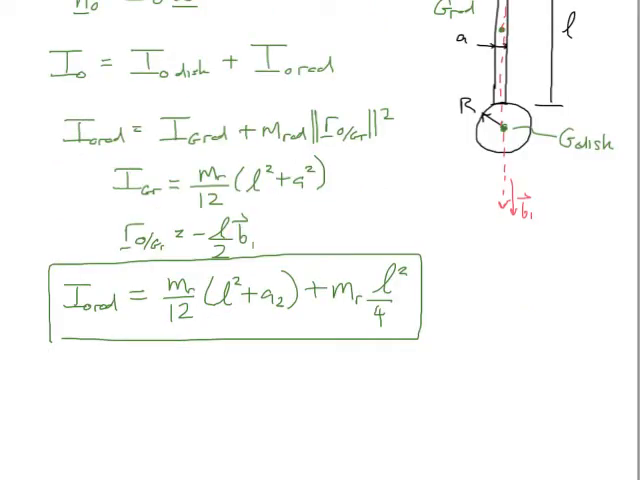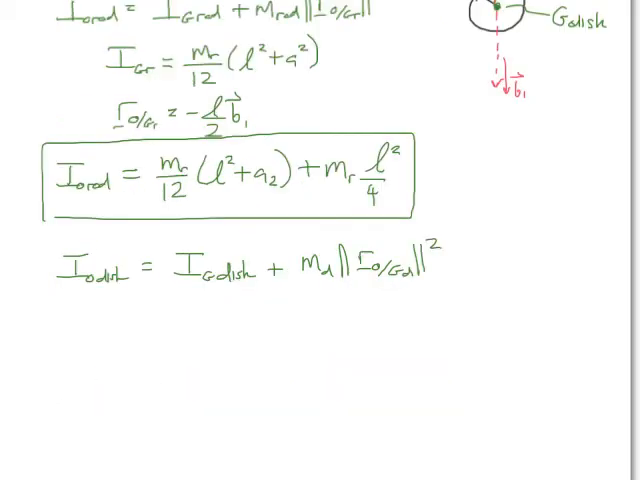Next let's calculate the moment of inertia of the disk about point O. And so I sub O of the disk will be equal to the moment of inertia about the center of mass of the disk plus the mass of the disk multiplied times the norm of R of O with respect to the center of mass of the disk, so G sub D, squared.